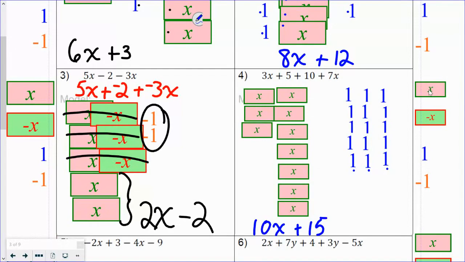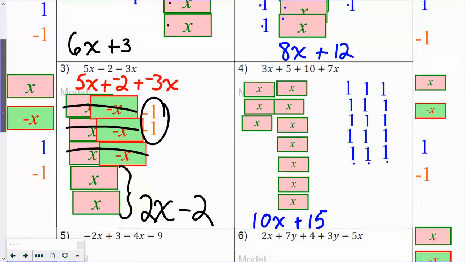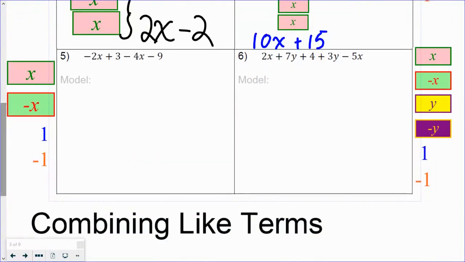Which makes sense, right? Because we know 5 plus 10 is 15. All right, let's scroll down. All right, we're rewriting it with adding the opposite. Remember that this would be really adding a negative 4x and adding a negative 9. So that way I know how many x's and how many ones I really have.